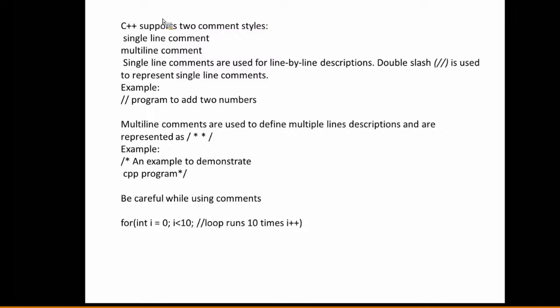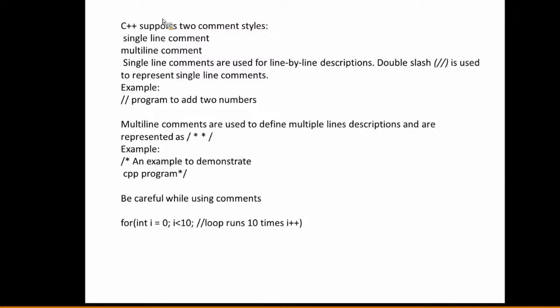Okay, as an example, I've written an example to demonstrate a C++ program. I could have written that in a single line. But what I'm trying to do is differentiate between a single line comment and a multi-line comment. That is the reason I have made it to the second line. So, example to demonstrate a CPP program, and I've used the comment symbols which are given to us.